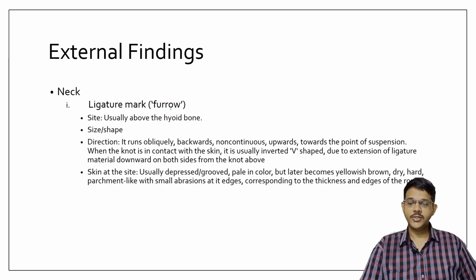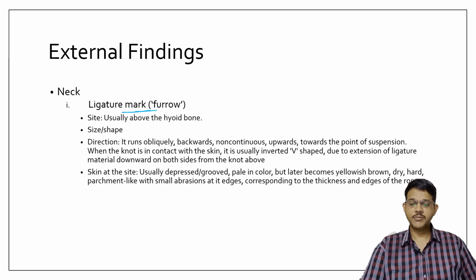In the neck, usually a ligature mark is present, which is left by the ligature material. It is usually present above the hyoid bone. Size and shape will correspond to the ligature. If the person is completely hanged, it will usually be present in the upper direction. Size will be similar to that of the ligature. Then the direction: it is usually obliquely placed, directed backwards and non-continuous, upwards towards the point of suspension.